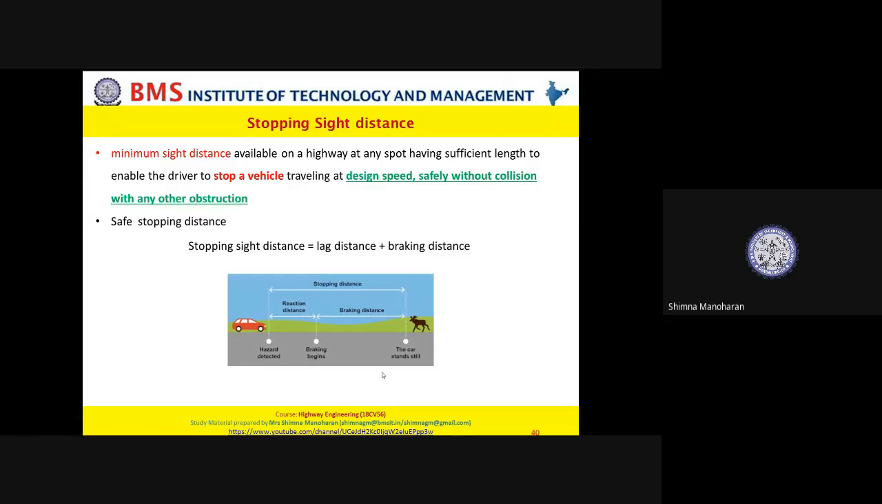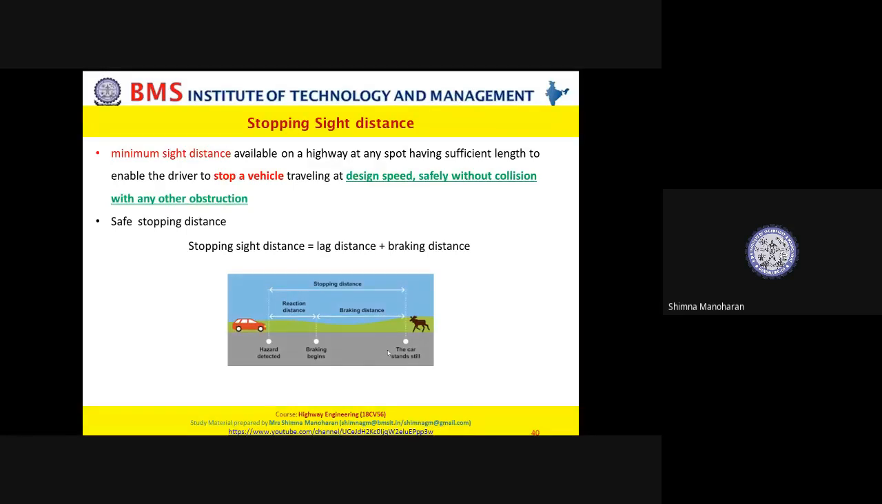So this will be depending on what all factors. What all factors will this depend on? So you are driving, you find an obstruction, and then you have to stop. So what all parameters does this depend on? How much distance will it actually take? First will be obviously the speed, right? The design speed of that road.